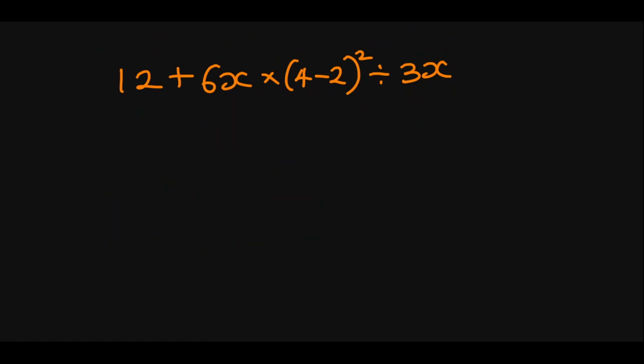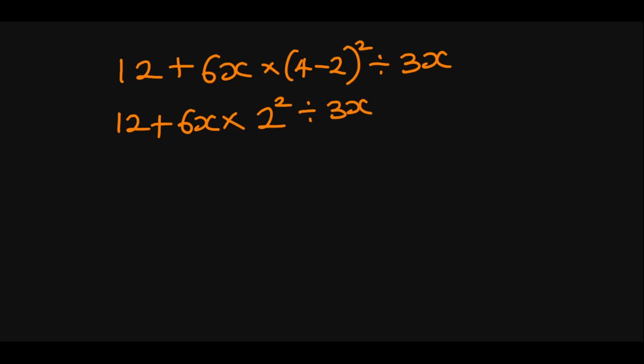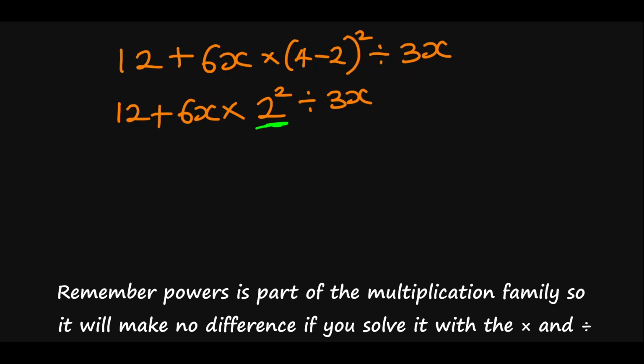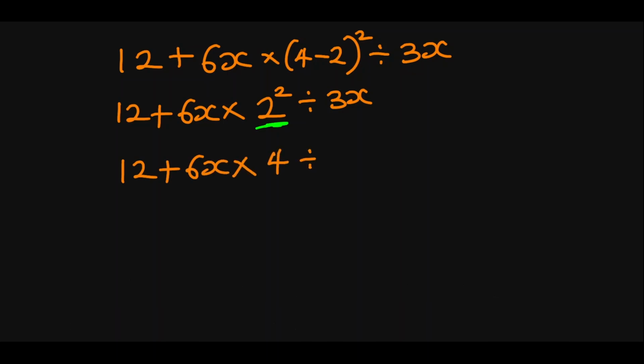We have a bracket here, so that's where we'll start with. So this gives us 12 plus 6x times 4 minus 2 is 2. So this now becomes 2 raised to power 2 divided by 3x. Now the next on the list after brackets on the order of operations or parentheses is orders or powers, which is where this 2 raised to power 2 falls under. So we have to solve that next. So this gives us 12 plus 6x times 2 raised to power 2 is 4 divided by 3x.